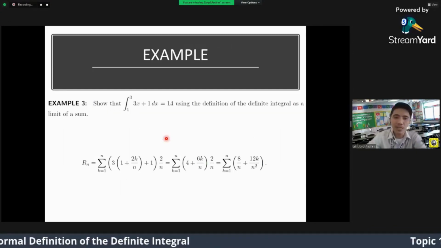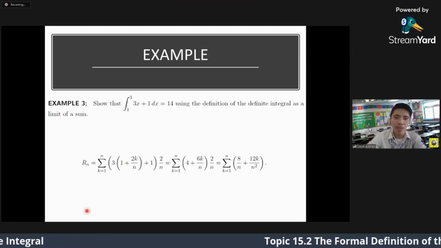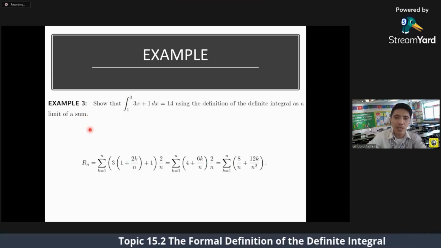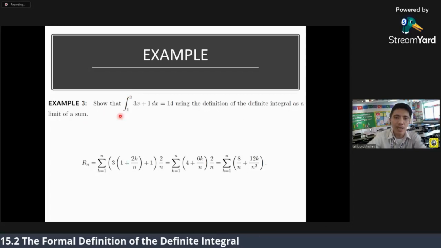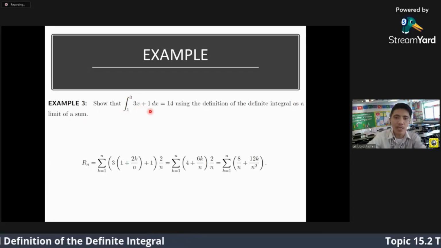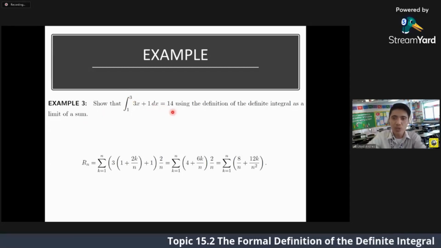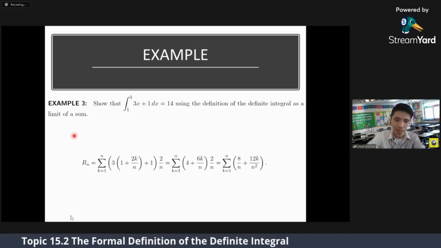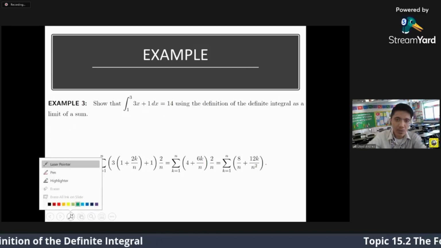So let's discuss example 3. I will go straight to example 3. The problem is: show that the integral of 3x plus 1 dx from 1 to 3 is equivalent to 14 using the definition of the definite integral as the limit of a sum. Let's visualize this one first.